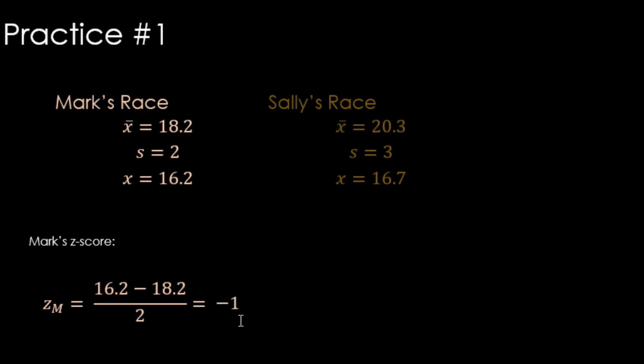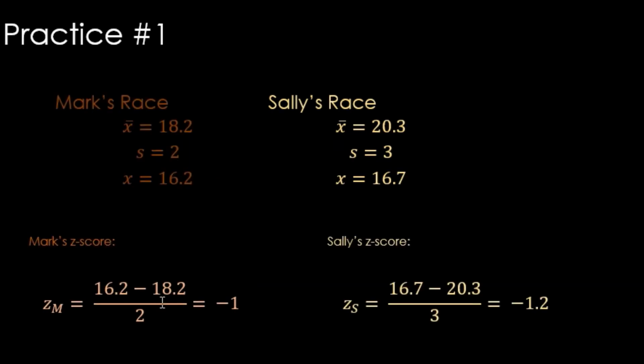So we can say that Mark had a standardized score, a z-score of negative 1. What does this tell us? Well, we know now that Mark's time was 1 standard deviation faster than the average score in his race. Not bad. Next, for Sally's score, which we'll label z sub s. Z sub s is equal to 16.7 minus 20.3 divided by 3, which equals negative 1.2. So we can say that Sally had a standardized score of negative 1.2.